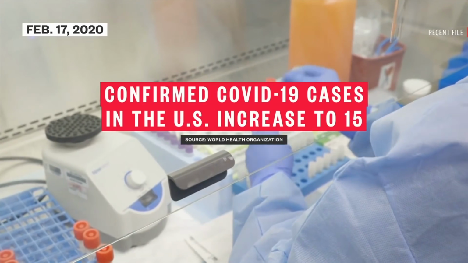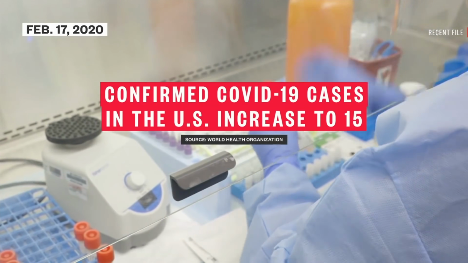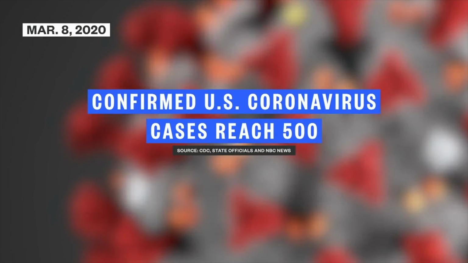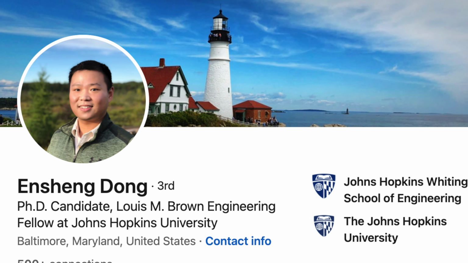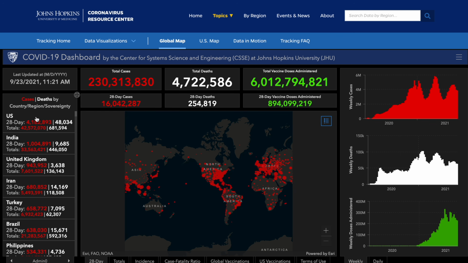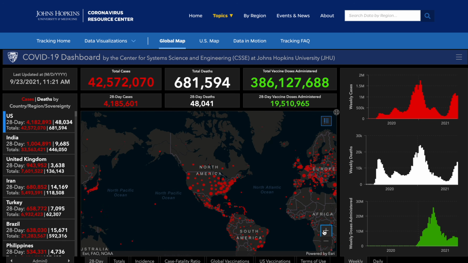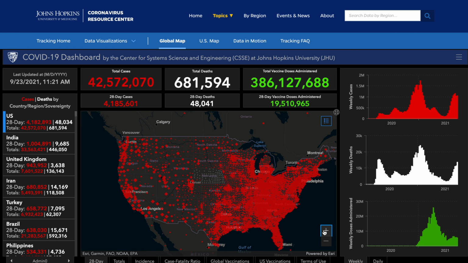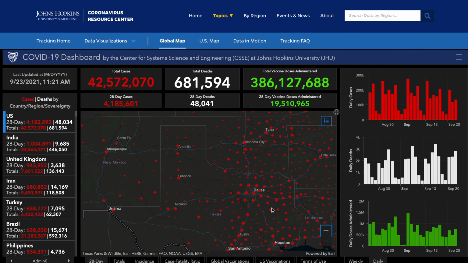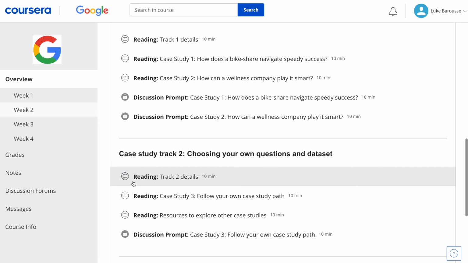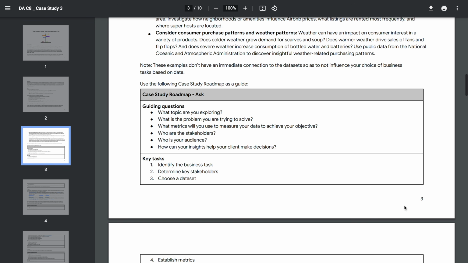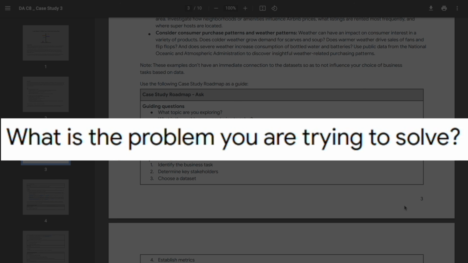Think back to the onset of the pandemic, and at the time we had the problem that we didn't understand how the virus was spreading geographically. Because of this, a PhD student at Johns Hopkins University set out to solve this problem. Specifically, they developed one of the most famous dashboards that is now being utilized by government and agencies across the world to combat this pandemic. So as these examples are showcasing, you need to start with the problem first. This is the same starting point that Google recommends, along with countless other problem-solving techniques.